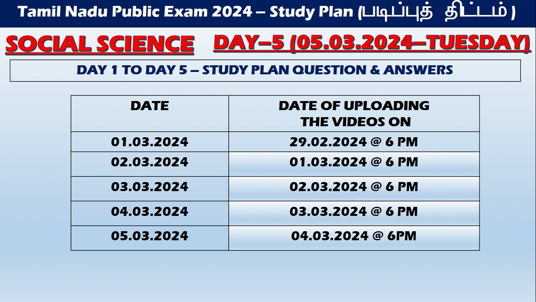For the 1st, on 29th February at 6 p.m. it will be uploaded with questions and answers, what all the plan is as per day 1. Day 2, that is 2nd of March, you will get the upload on 1st of March at 6 p.m. For 3rd March, you'll get it on 2nd March at 6 p.m. For 4th March, you'll get it on 3rd March at 6 p.m. For 5th March, you'll get it on 4th March at 6 p.m. With this you'll know the days on which the videos are released, at 6 p.m. So make a plan and do your studies accordingly to score more marks, which is required for your career development, my dear children.